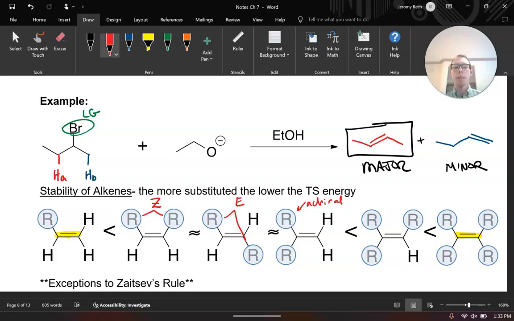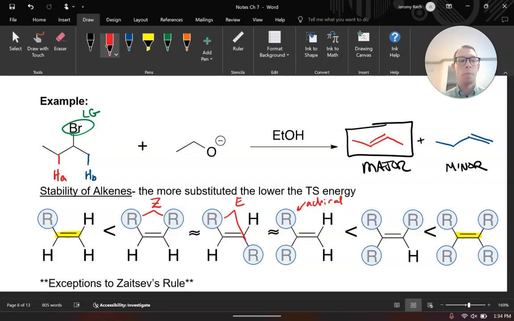So if you were asked just to predict the major product, you would only show the one in red by abstracting the HA. And that's a general background on the idea of Zaitsev's rule. In our next video, we're going to spend a bunch of time thinking about the actual mechanism and how this forms, but I wanted to give a little bit of background on how I choose which hydrogen to abstract before we get into that.